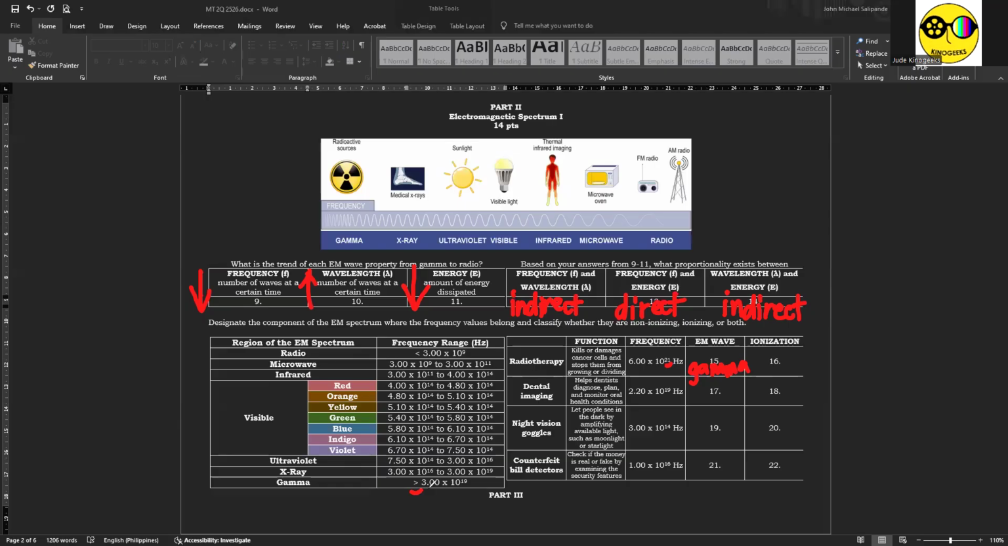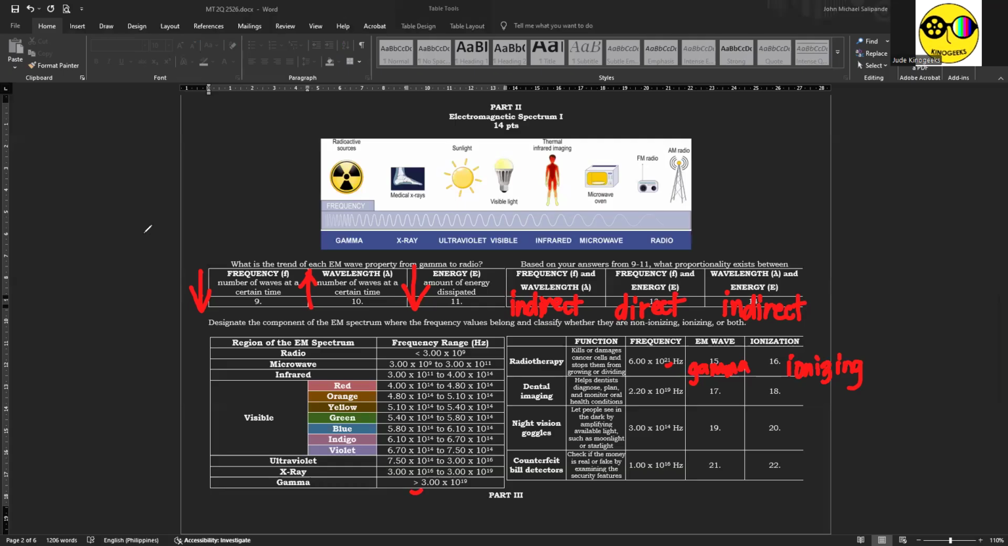And because gamma penetrates the most known barriers, gamma is considered to be ionizing, or the most unsafe. Okay, let's move on to dental imaging.